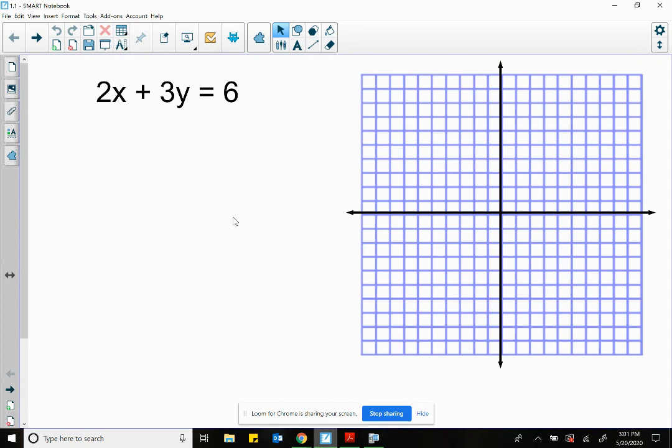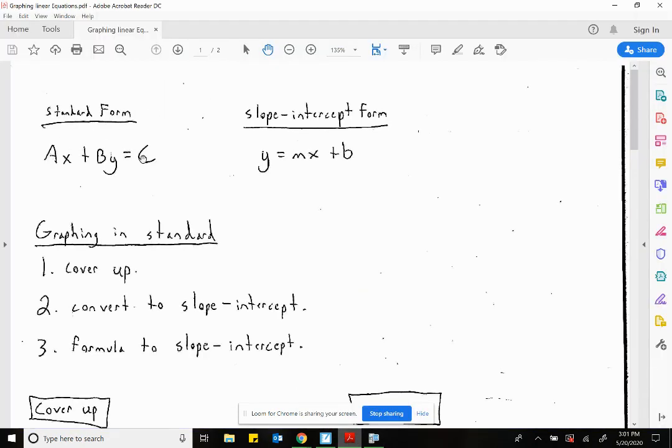Because if you know what form you're in, then that tells you, is this a form that I can graph in? Can I actually graph in this way? Which most of the time you can. I'm going to show you how to graph in both of these forms in this video. Or do you want to convert to the other form? Because we'll talk about that too.